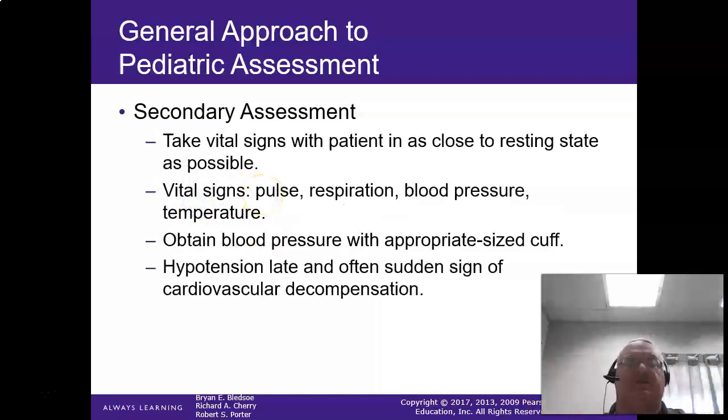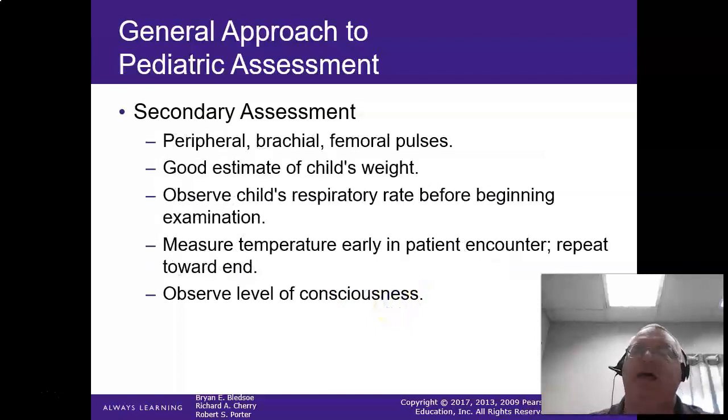Take vitals as close to their resting state as possible. Remember, the more that you irritate them, probably the faster their heart rate's going to go, and, again, cause issues. And if you're going to get a blood pressure, use the right size cuff. Don't put the adult cuff on them and think you're going to get, no, put the right size cuff on, okay? Again, hypotension, I'm going to stress this again, is an extremely late, I repeat, late sign of this patient being in compromise, okay? So keep that in mind.